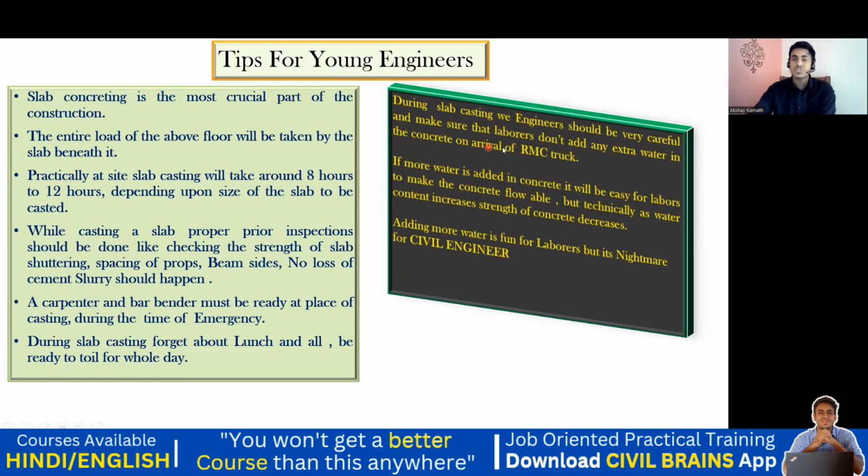Why I'm telling this is that, see, during the slab casting, we engineers should be very careful and make sure that laborers don't add any extra water to the concrete on the arrival of the RMC truck. That means when the transit mixer reaches the site, it already has the concrete. In that concrete, whatever cement is required, whatever sand is required, whatever aggregate is required, how much water should be added, everything will be put in, and finally the concrete reaches the site. So sometimes if your concrete workability is not good, workability in the sense that whenever you pour the concrete, the concrete has to flow on its own.